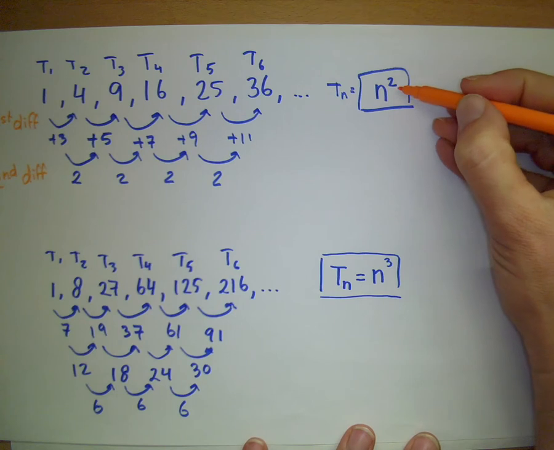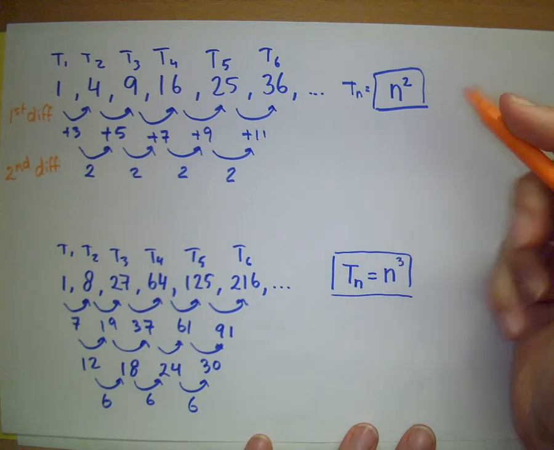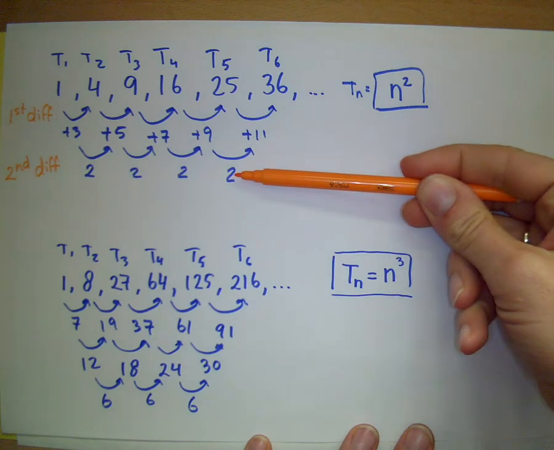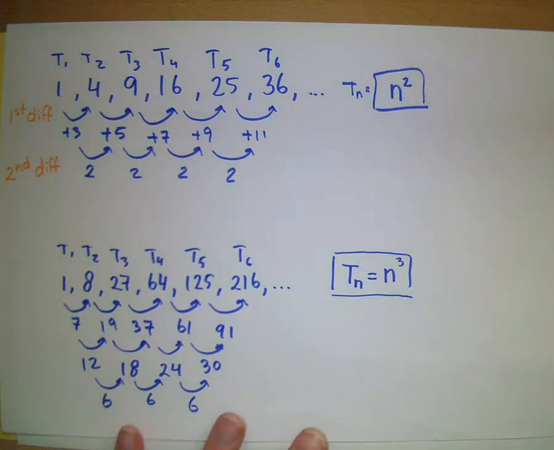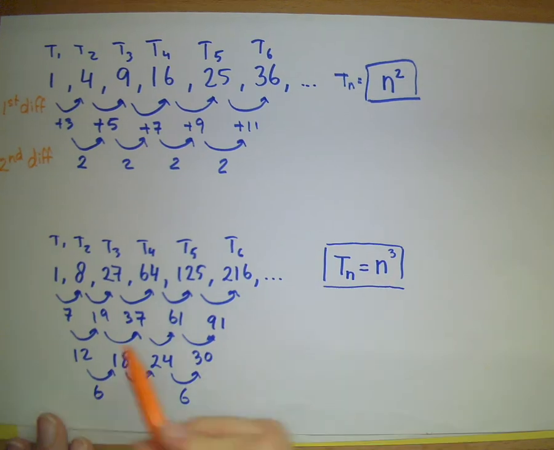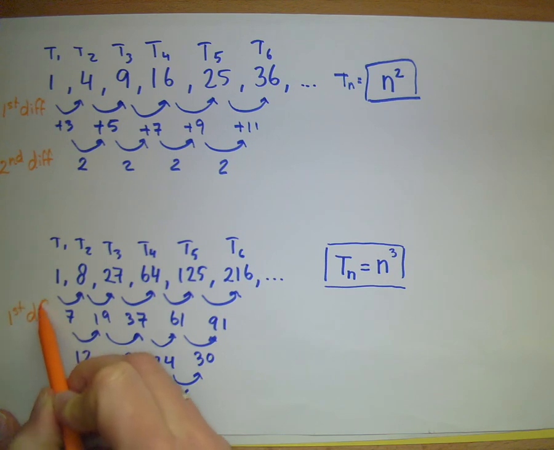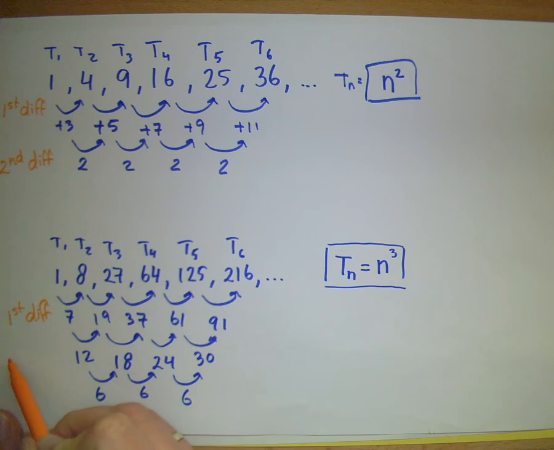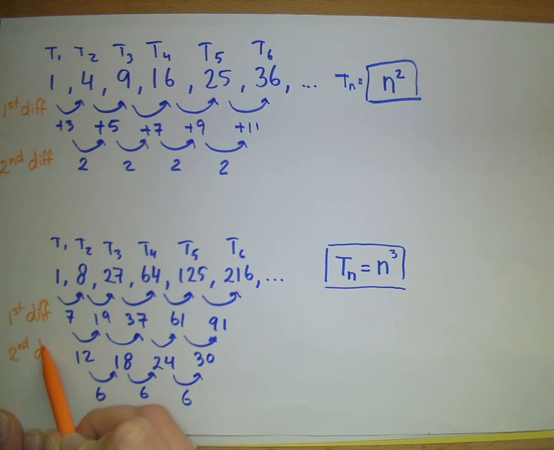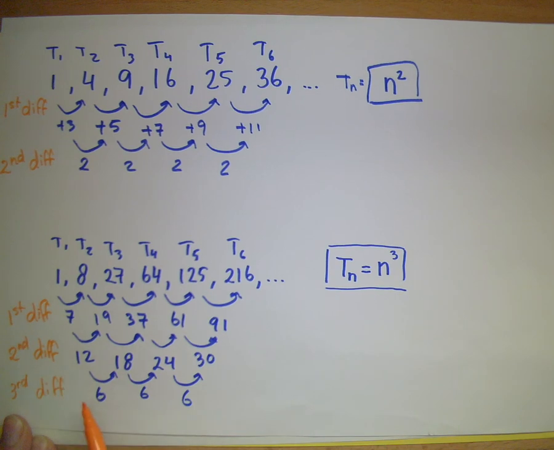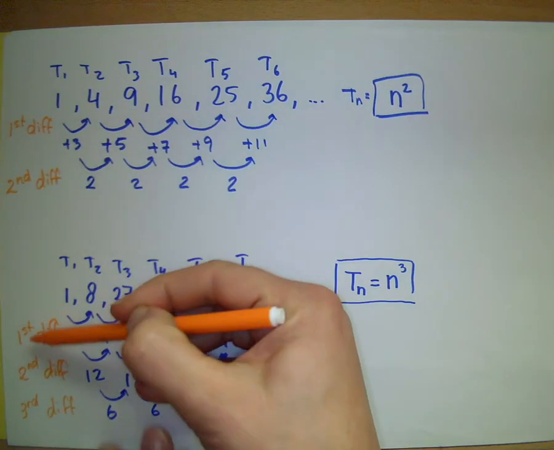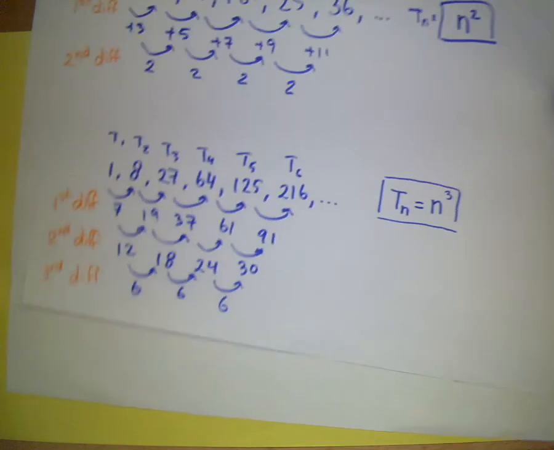In a squared sequence, the second differences were all the same, right? If we look at our cubed sequence, this is the actual sequence. This is the first difference. They're still all different. These are the second differences, and they're all different. The third differences, they were all the same. These are all 6, right? So this you need to know in order to do the next type of problem.